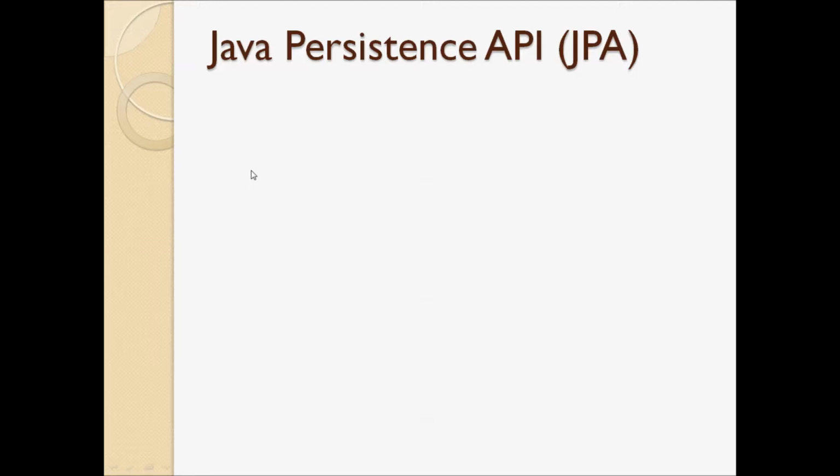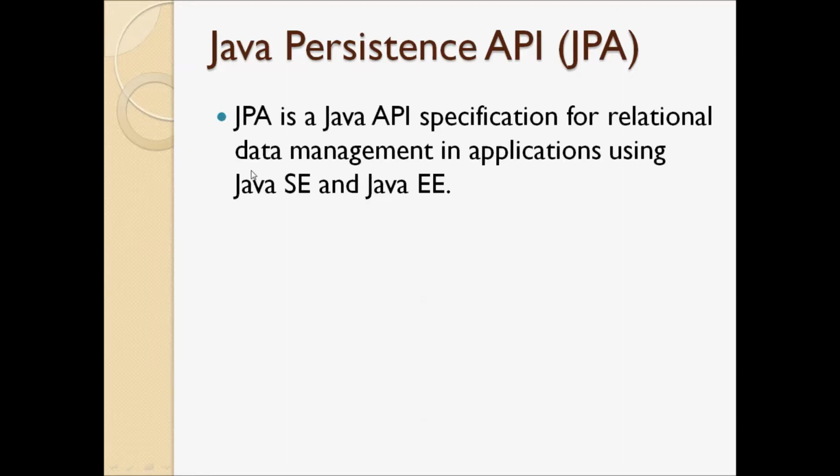Let's understand the Java Persistence API, or JPA. You know, JPA is a Java API specification for relational data management in applications using Java SE and Java EE. JPA defines a standard way for simplifying database programming for developers, reducing development time and increasing productivity.